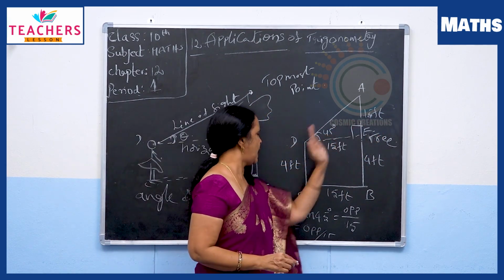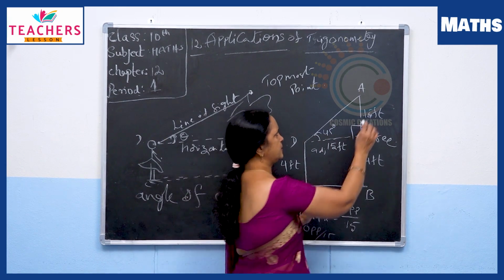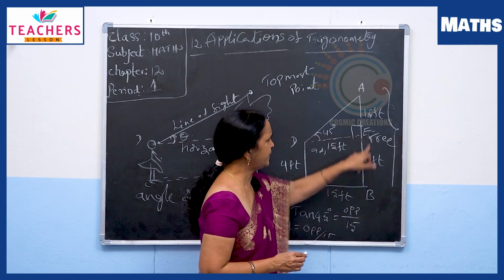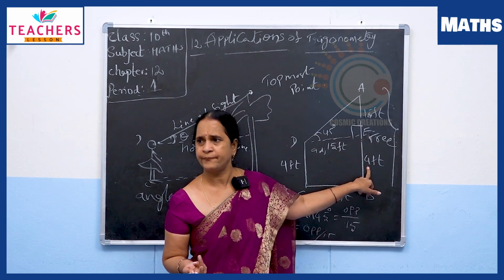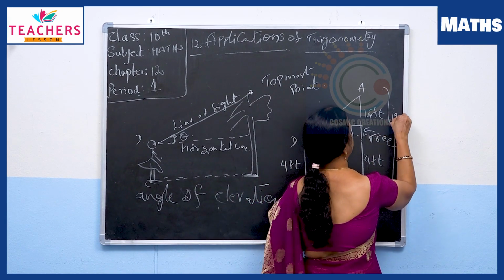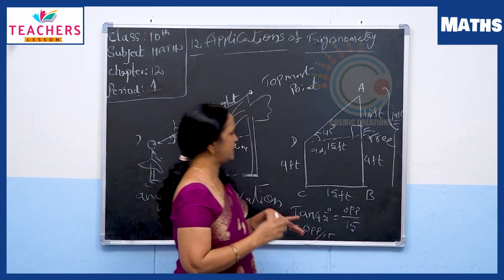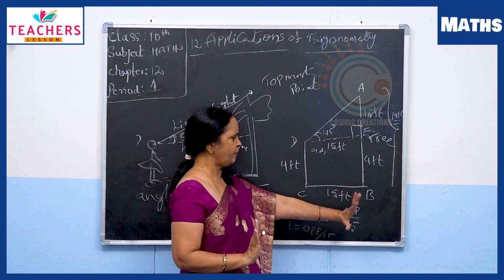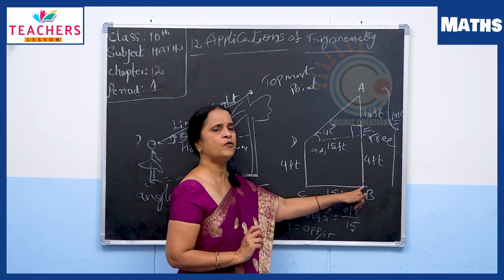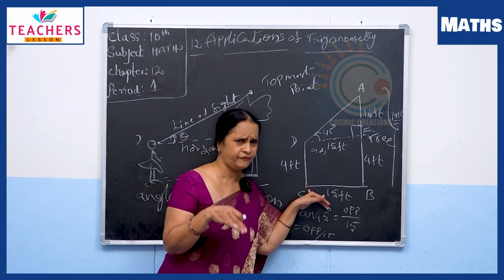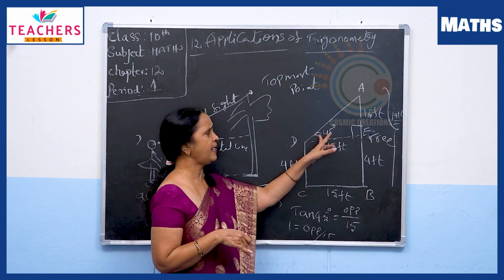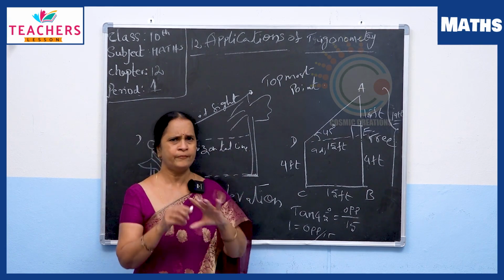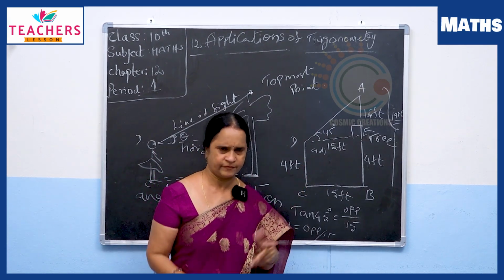This is 15 feet. Her height is 4 feet. Then what is the height of the tree? 15 plus 4, 19 feet. In this way, they did not use any rope or anything. Simply if we know the distance between the foot of the object and where you are standing, that is enough. And the angle of elevation is also very easy. Just draw the line of sight and the horizontal line and we can find the height of the tree.